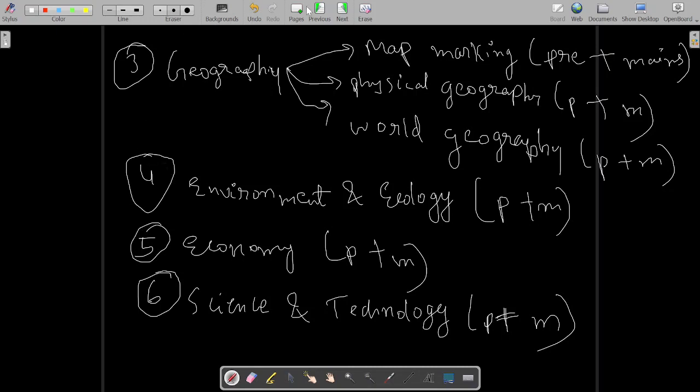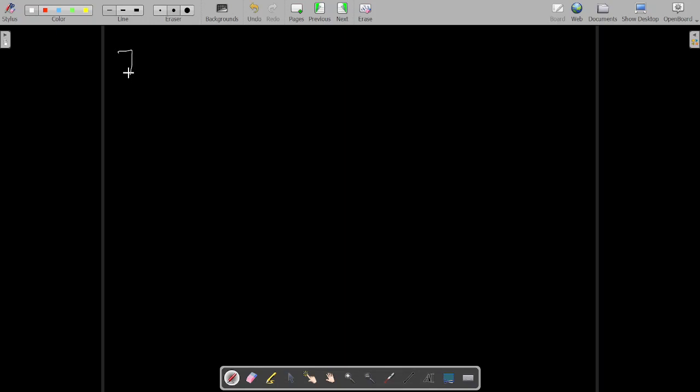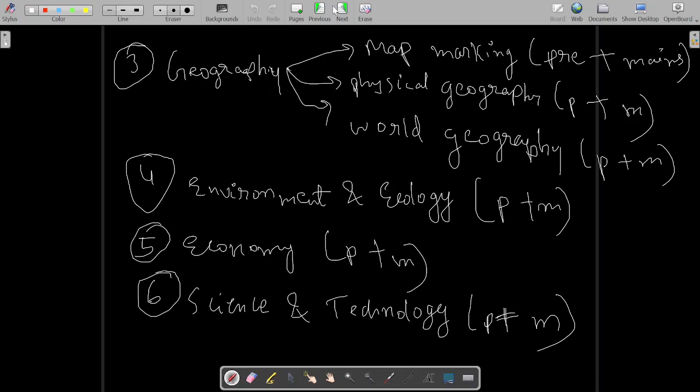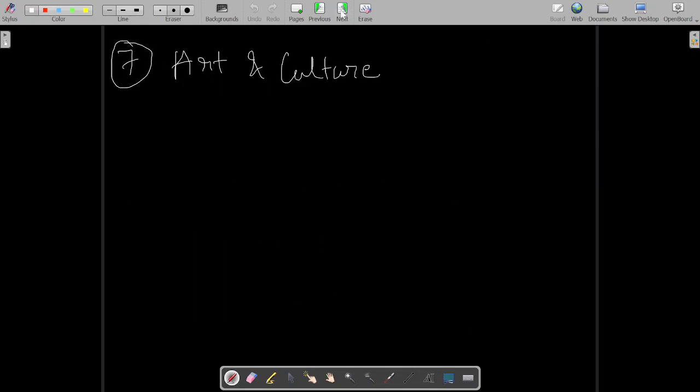Then you have art and culture as the seventh subject. Seventh subject is what? Art and culture. I have kept it as a separate subject because it is taught separately everywhere, even in Delhi offline, even on Unacademy or any other coaching center. Art and culture is taught separately. Although it has links with ancient, medieval, and modern, still art and culture is taught separately.